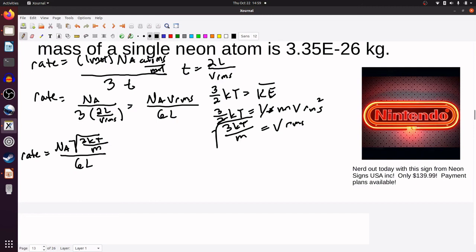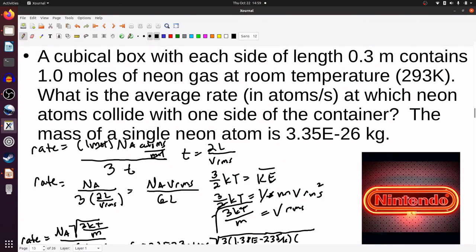And moving down just a hair. All right, let's plug in numbers. 6.022 times 10 to the 23rd atoms. And then the square root of 3 times k, which is 1.38 times 10 to the negative 23rd. We haven't really used that as much. And that is joules per Kelvin. And then the temperature was 293.